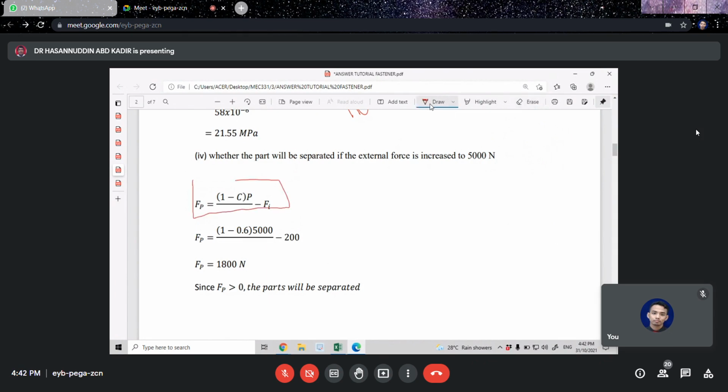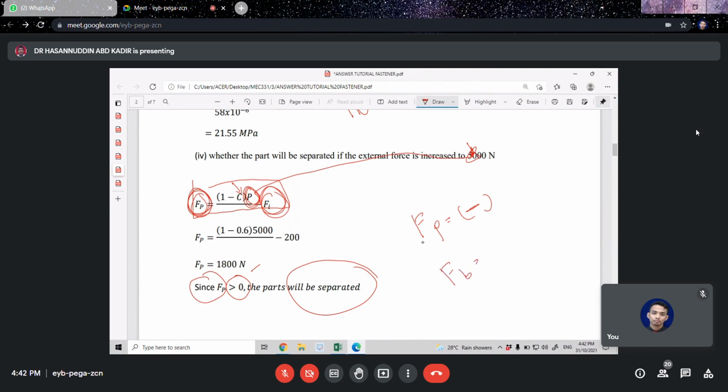This one, Fi you already know. P has changed here to 5,000. Then C you already know from the question. Then the new value of force on the part, we get the value of FP here. So here they mention that if FP is more than zero, the part will separate. Why does it say the part will separate? Because normally FP must be negative, that is the condition for it to be stable. FB must be positive.